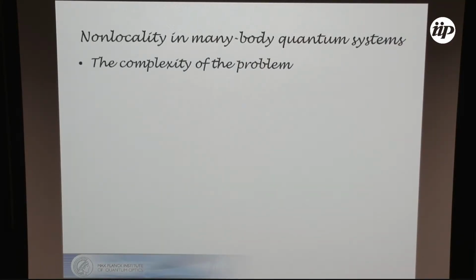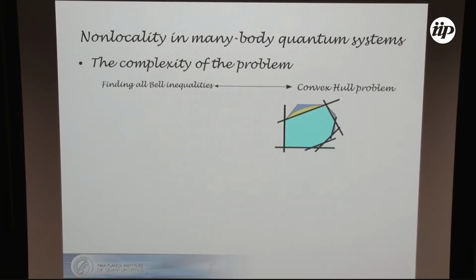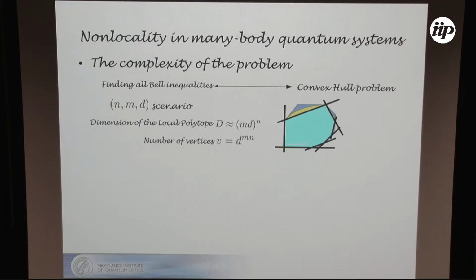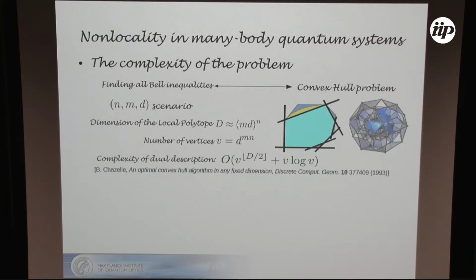So, if we look a bit at the complexity of the problem, this has already been said, so sorry for repeating a bit, right? But finding all the Bell inequalities is equivalent to the convex hull problem, right? So we have a local polytope for which we know how to generate the vertices. I would not say in an efficient way because there are exponentially many of them, especially if the number of parties is large, right? So if you have n parties with m inputs and d outcomes, then the dimension of the polytope is more or less this number, which grows exponentially with n, the number of parties. The number of vertices is also terrible. And now you look at the algorithms that you can find to solve this, so given the vertices, generate all the inequalities, and you see that it has a doubly exponential complexity in this, right?